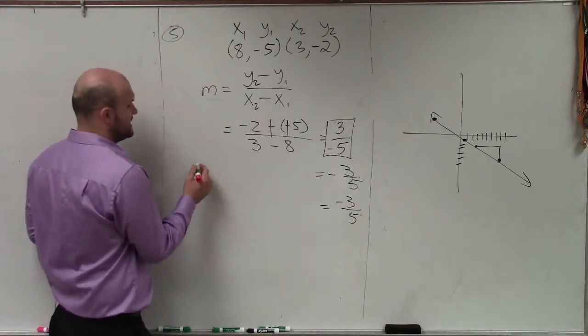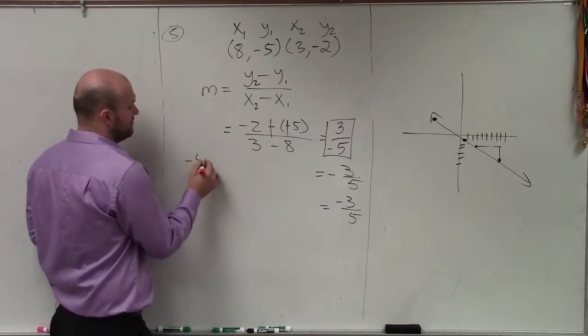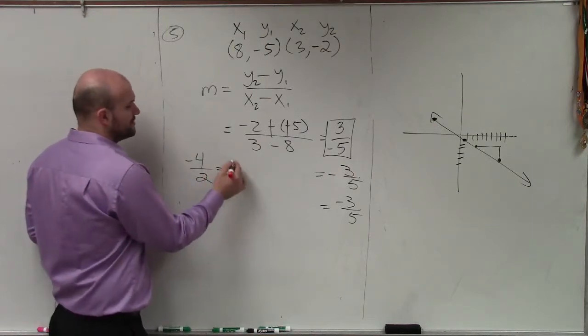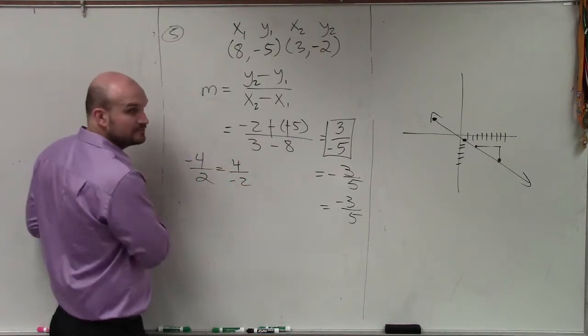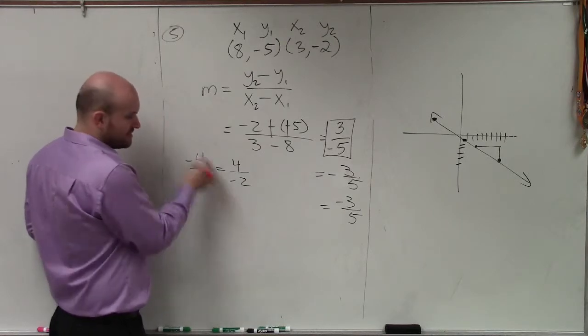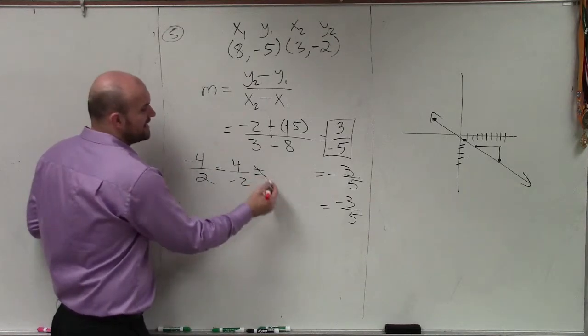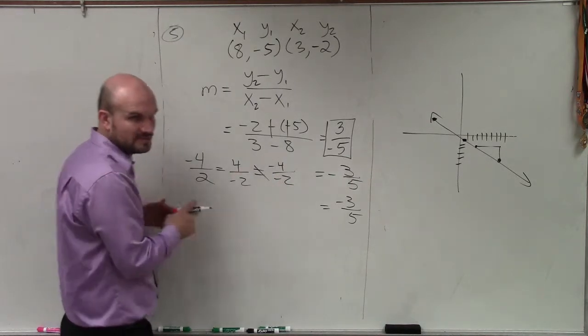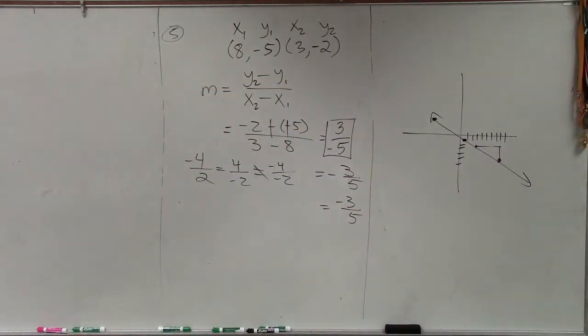Look at this. What's the answer to negative 4 divided by 2? Negative 2. What's the answer to 4 divided by negative 2? They're the same, right? So it doesn't matter which one it's in. But it's not equal to negative 4 divided by negative 2, because that's positive 2. See what I'm saying? Okay. So it doesn't really matter where you put the negative symbol. All right, so here.